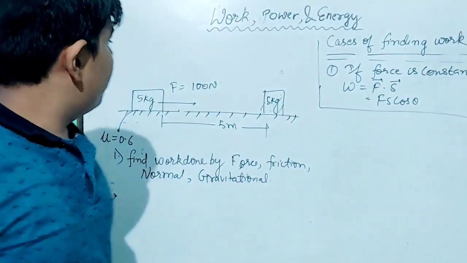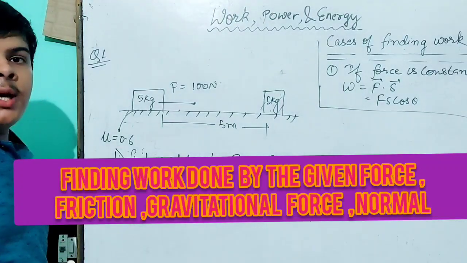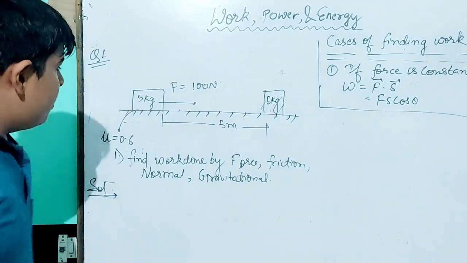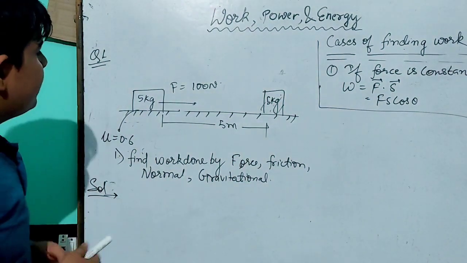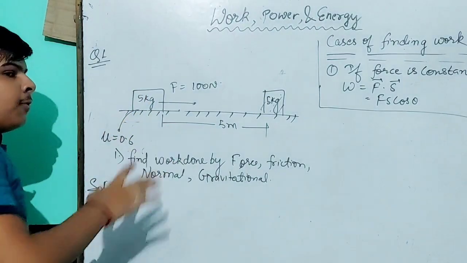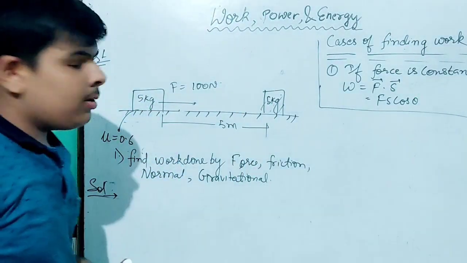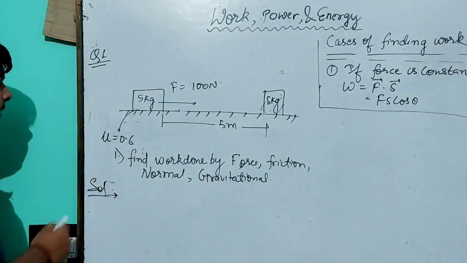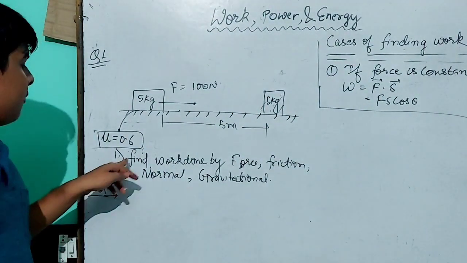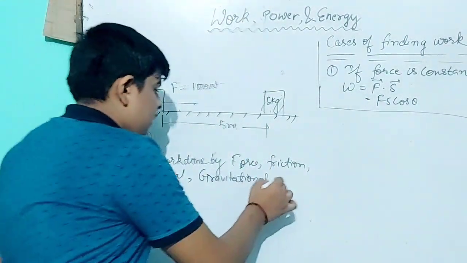So now we are going to discuss a question by which you will understand many concepts, to find the work done by force, friction, normal and gravity. First we will see the question. A 5 kg block is displaced by a force equal to 100 Newton, and displaces 5 meter. Here the coefficient of friction is given, mu is equal to 0.6. The question is to find the work done by force, friction, normal and gravitational force.